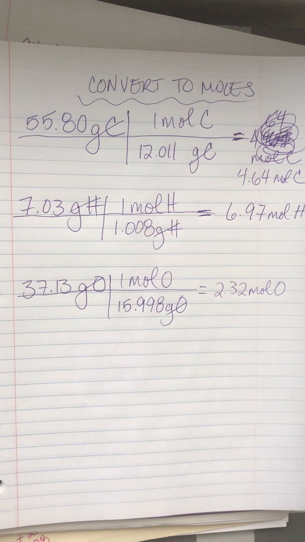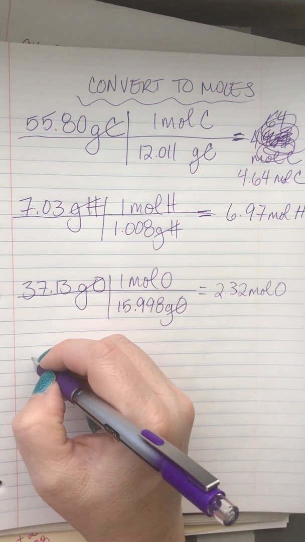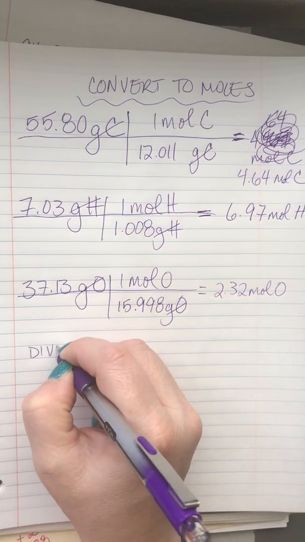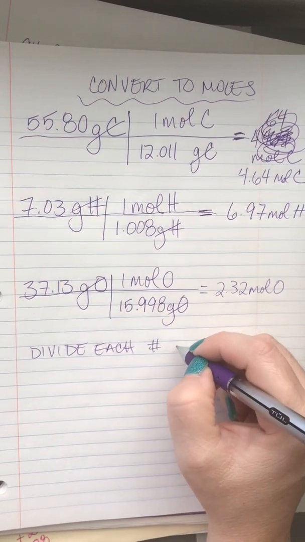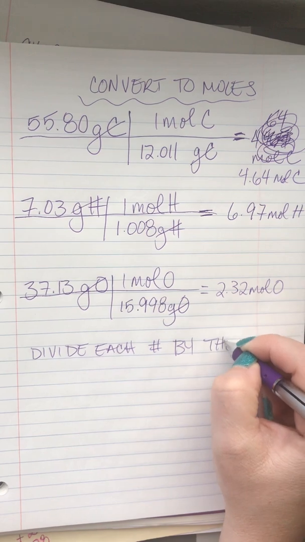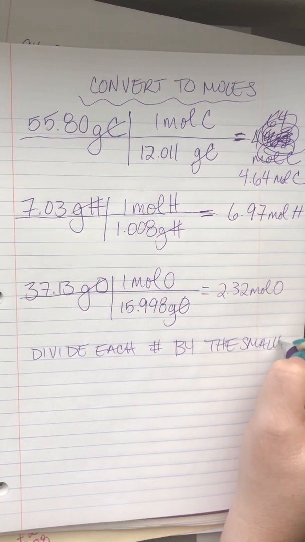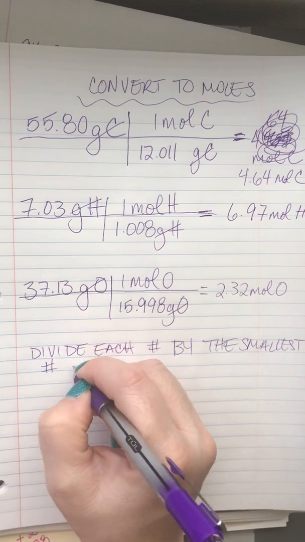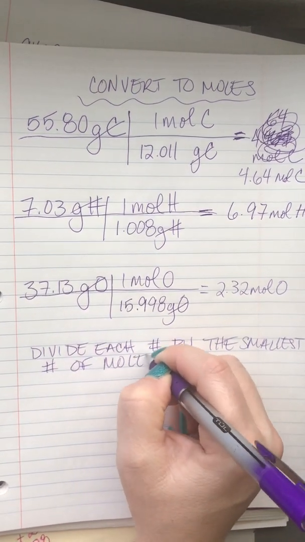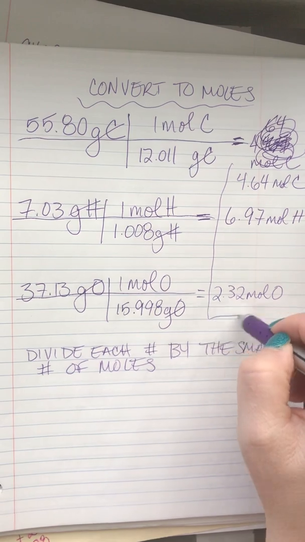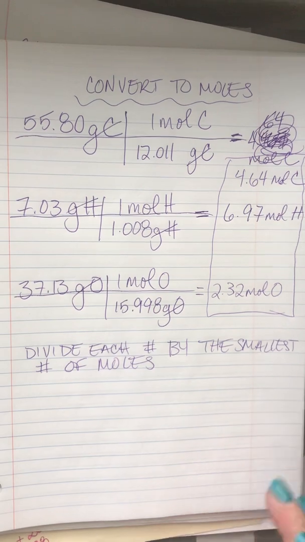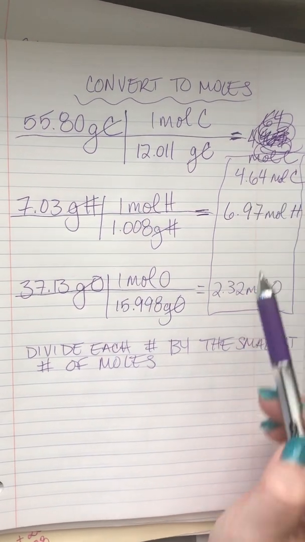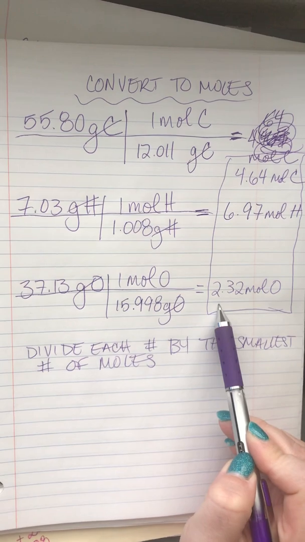So first thing, pretend like they're grams. Second thing, convert to moles. And then we're going to divide each number by the smallest number of moles. Okay, so we have three numbers here. Which one is the smallest? Oxygen. Oxygen, exactly, right? So we're going to divide both of these guys and this guy by this, okay?